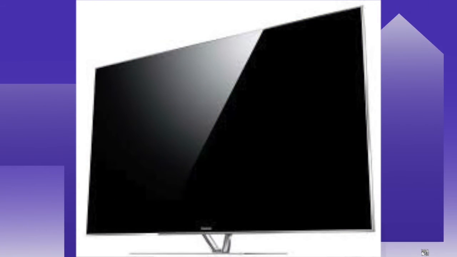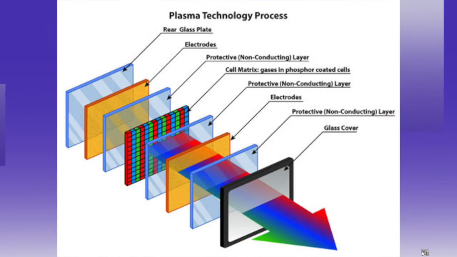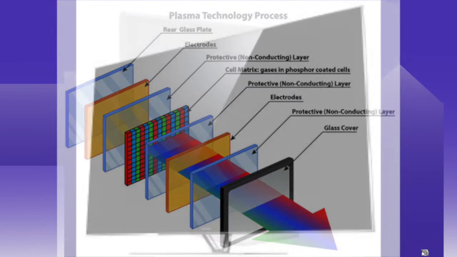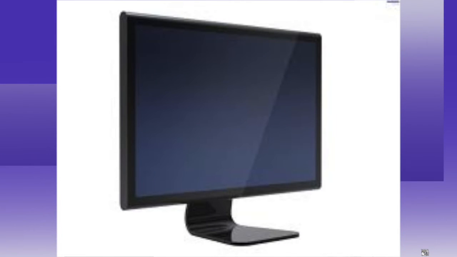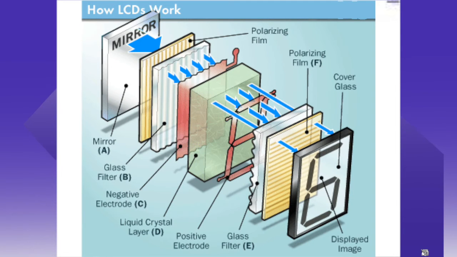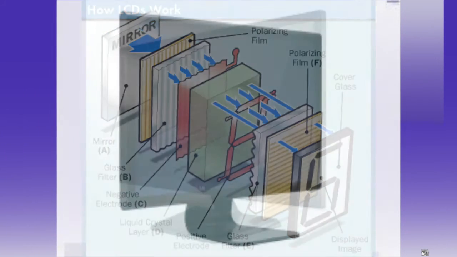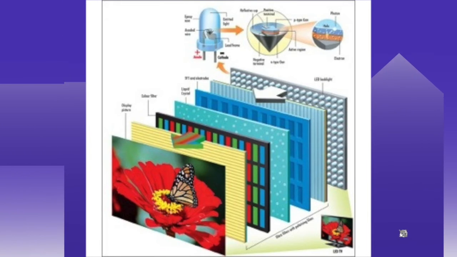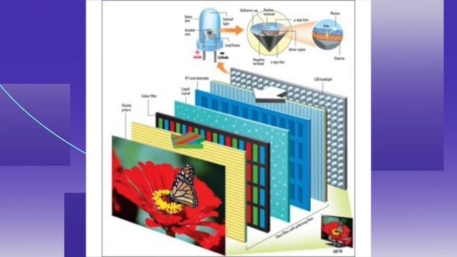Plasma is similar to OLED in that it emits its own light to produce RGB colors. Cells containing xenon and neon gases emit light when charged. There's also LCD, which stands for Liquid Crystal Display, and this is today's dominant flat display technology, which produces images by blocking or allowing light to pass from the light source behind the LCD display. There's also LED, which stands for Light Emitting Diode, and LEDs are LCD TVs that replace the fluorescent backlight used in conventional LCD displays with an LED backlight.